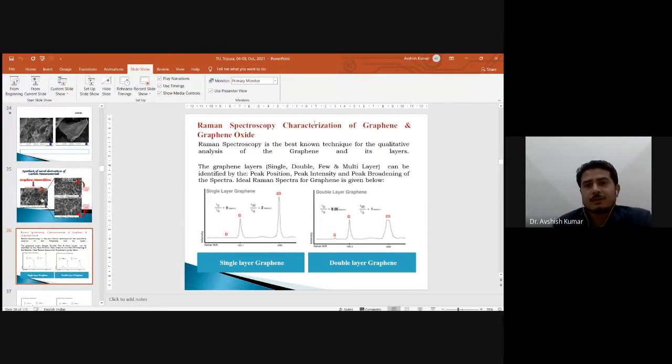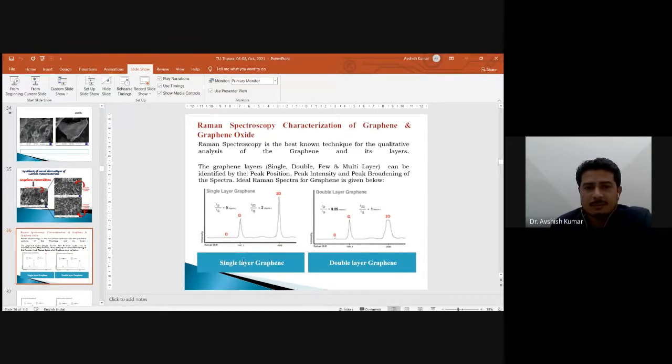Raman spectroscopy is a very powerful technique, the best technique you can use for qualitative analysis of your material and its layers. If you want to identify whether you have single, double, few or multi layers, you can identify it by the peak position, peak intensity and peak broadening of the spectra. Although this is not my graph, I have taken it from a paper and already given the reference.